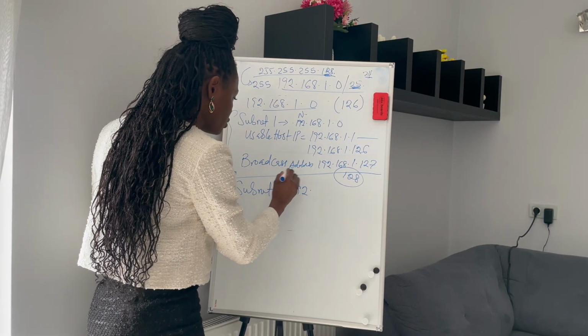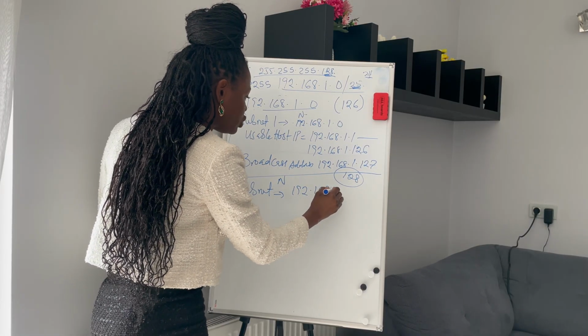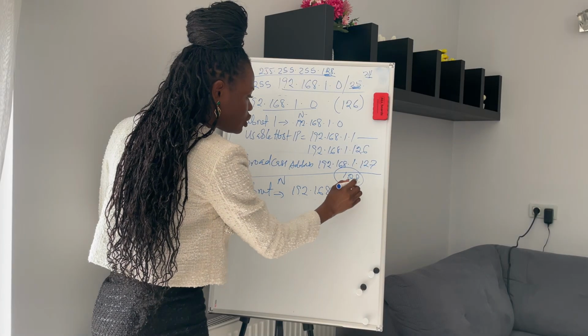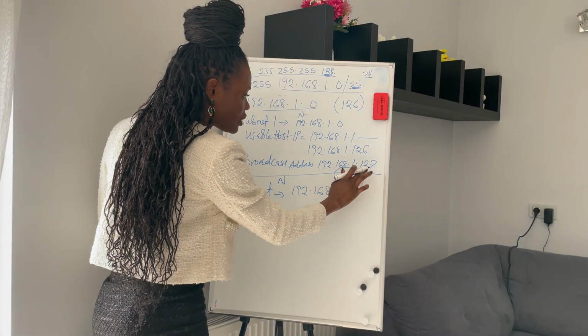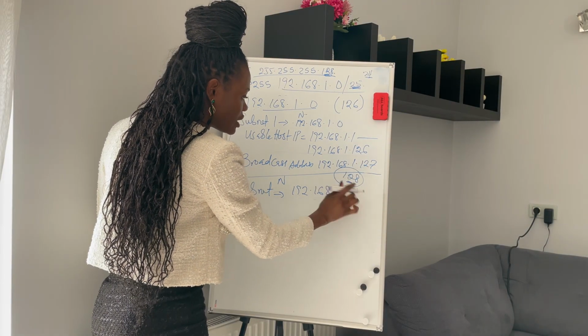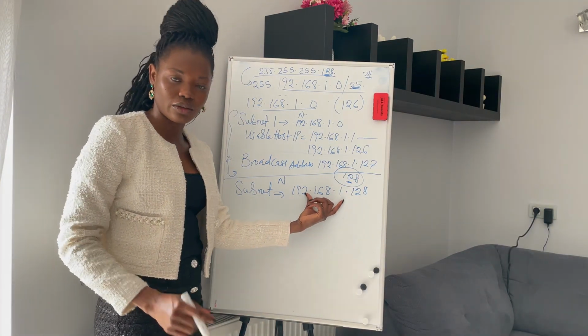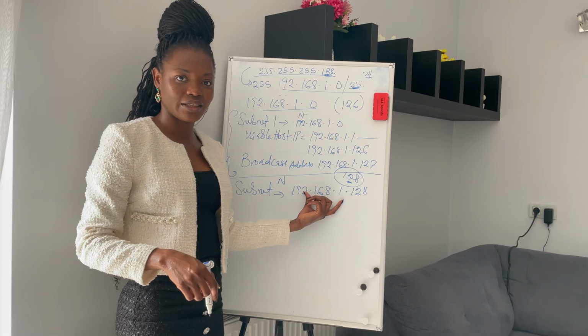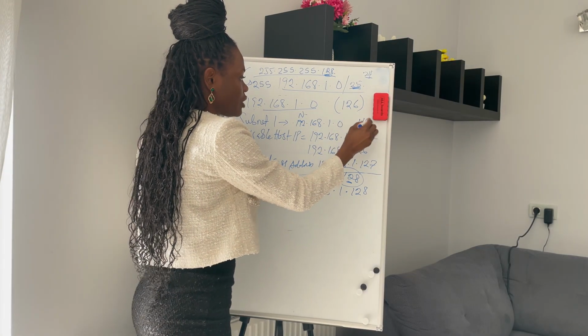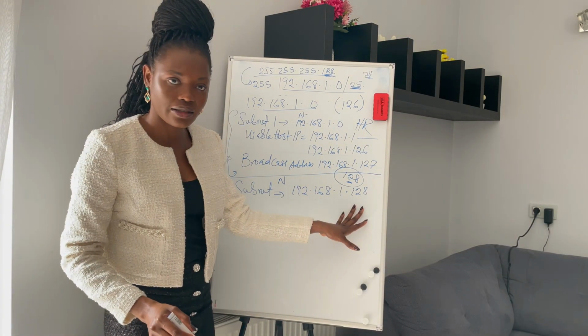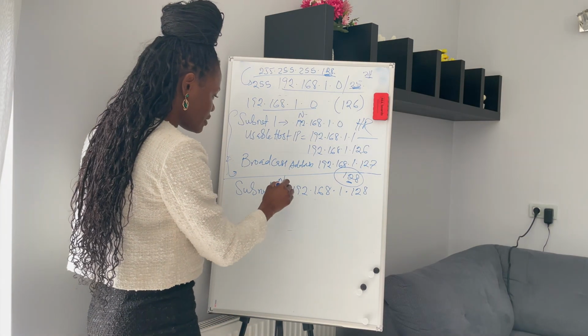The network will be 192.168.1. You remember we have the last one as 127, to make 128. So the next one will be 128. This is the network address for the next subnet. Let's say this is for HR and we are trying to create the one for finance in this group. Now this is for the network.